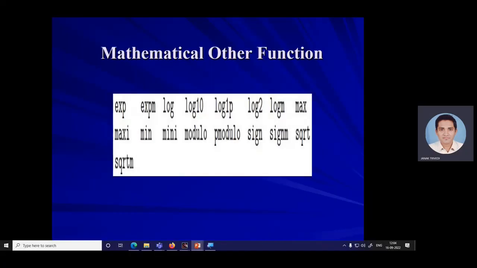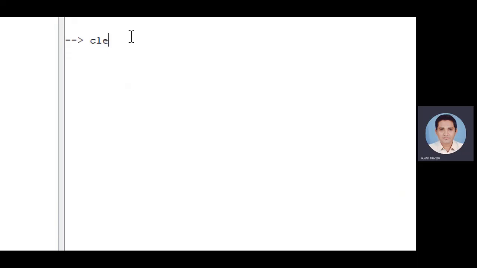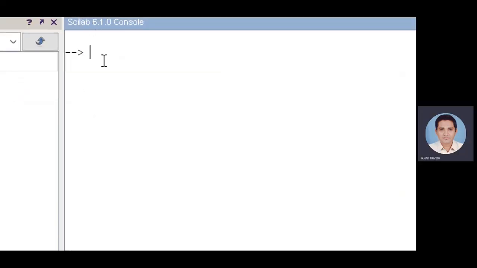Exponential, exponential m, logarithmic, then maximum, minimum, square root. These are the different mathematical functions that can also be done with the help of Scilab. So let's do the operation of other functions in Scilab. Clear the variable window and then clear the console window. Okay, so now let's say a equal to exponential of 0. So exponential of 0 is 1. The answer is 1.